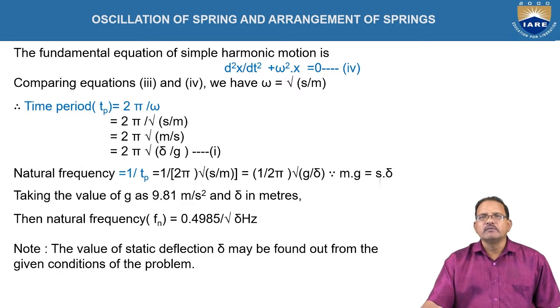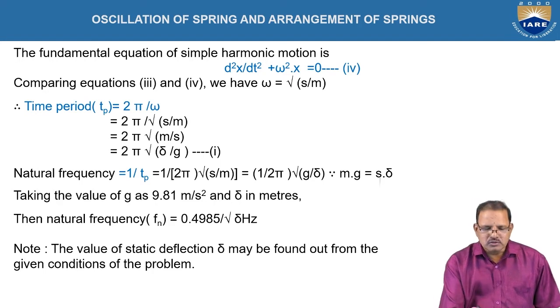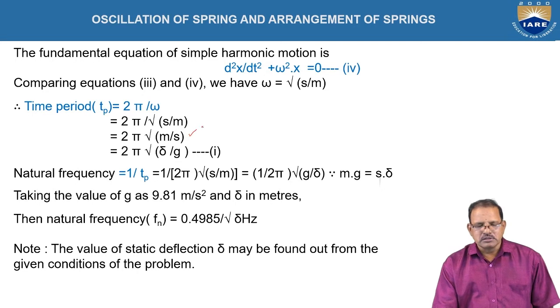Hence, the time period is given by 2π/ω, where ω is the angular velocity, which is equal to 2π divided by √(s/m), which is also equal to 2π√(m/s), which is equal to 2π√(δ/g).